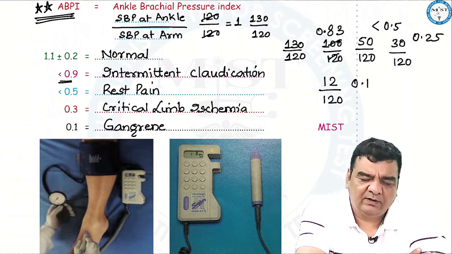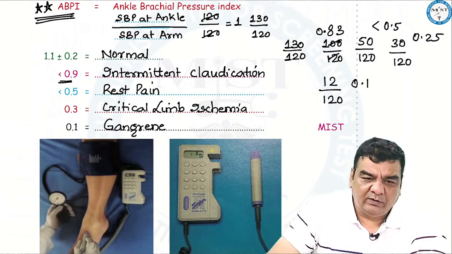Very good. Now what we'll do is, we'll do it like this. 1.1 plus minus 0.2, less than 0.9, less than 0.5, 0.3, 0.1.